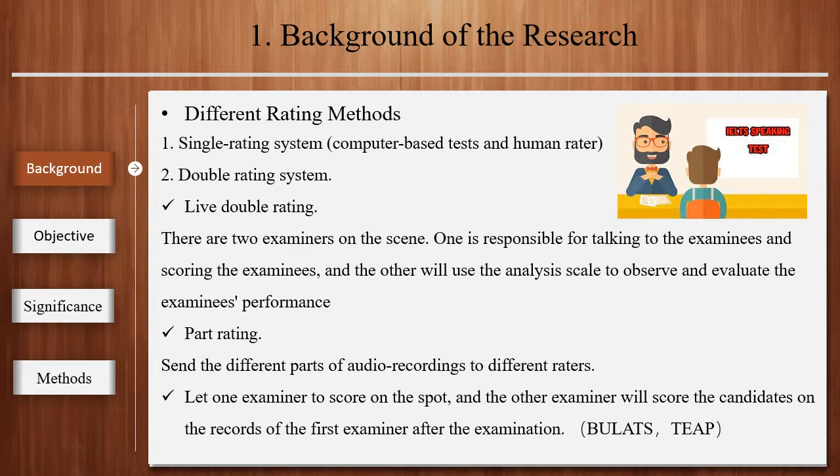The first is that there are 2 examiners on site. One is responsible for dialogue with the examinees and scoring the examinees, and the other will use the analysis skill to observe and evaluate the examinee's performance. The second is called part rating. This method requires video or voice recording of the examinee's speaking performance, and then divides the recorded content into different parts, and gives different parts to different examiners for scoring.